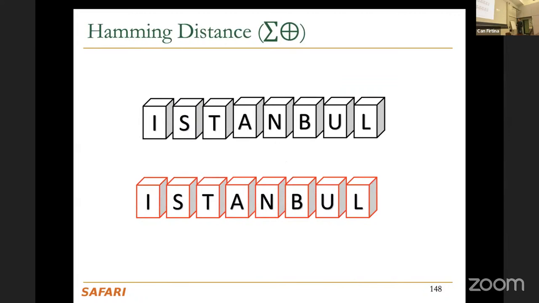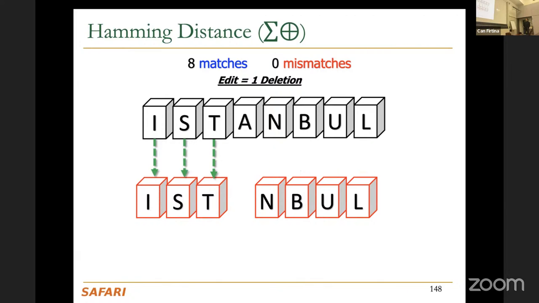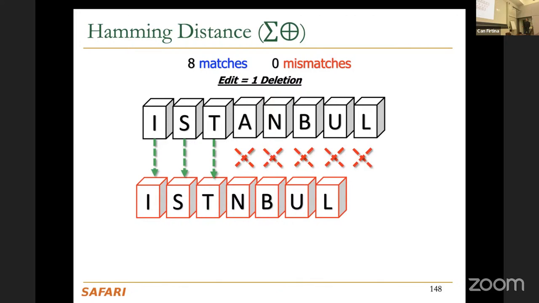So this is essentially how it works. Let's start with two strings, right? Here you have identical strings to each other, meaning you have 8 matches but 0 mismatches. But let's say you don't have this A in the middle. Ideally, you have only one deletion, the minimum edit operation that is needed to make these strings identical to each other. But if you were to do Hamming distance between them without knowing this edit operation, what we would get is essentially 5 mismatches over there, although in reality you have only one.